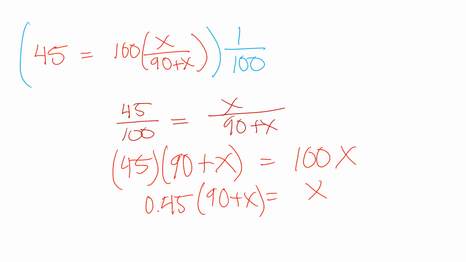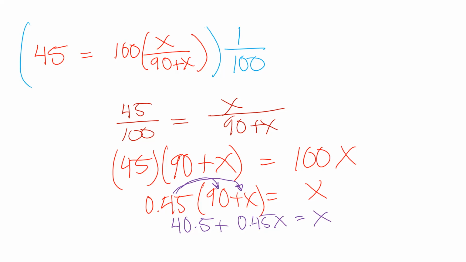All right, so there's a couple of different ways you can do this. The next step of what I would personally do is distribute the 0.45. So 0.45 times 90, my apologies, gives us 40.5 plus 0.45x is equal to x. Good so far? Yeah. Okay, what would you do next from here?